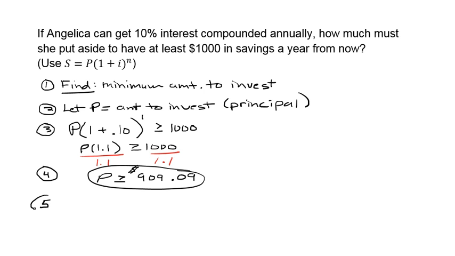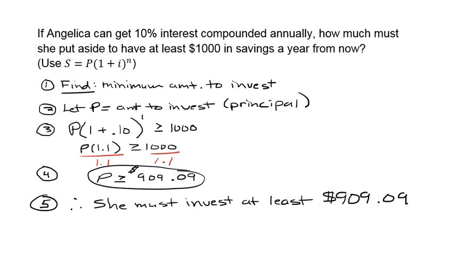So we write our step 5 conclusion. Therefore, she must invest at least $909.09.